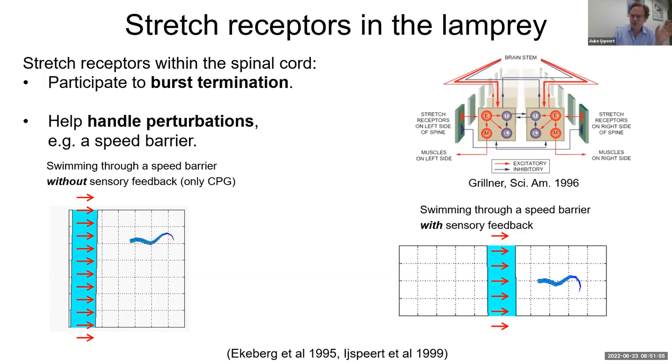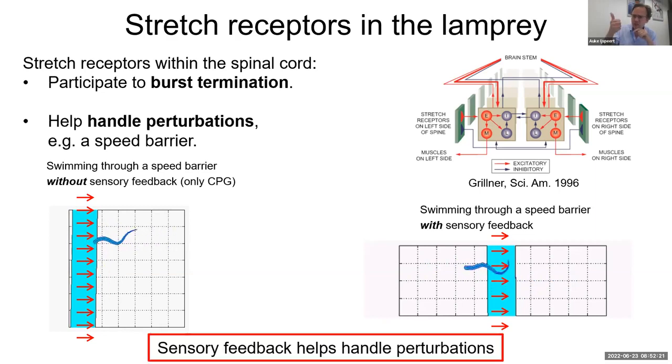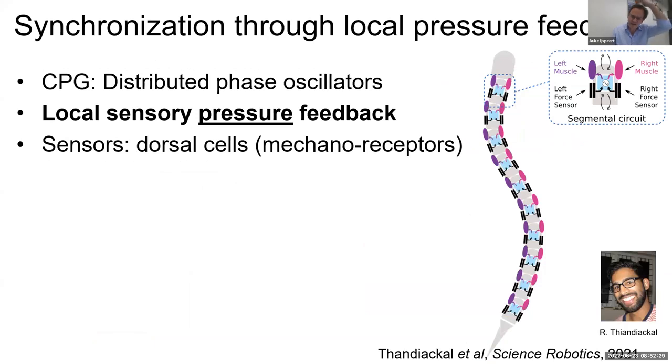So the first obvious role of sensory feedback is to handle perturbation. Here it's very easy to show that if on the left you are open loop, you cannot handle external perturbation from the environment, like a speed barrier. And if you close the loop with distributed stretch sensors, you have a local stiffening mechanism that allows you to cross the speed barrier. So that, I would say, is the first role you expect from sensory feedback, to help handle external perturbations. But nowadays, what we're finding out is that sensory feedback can do much more than that. It can really help synchronize or even generate rhythms.